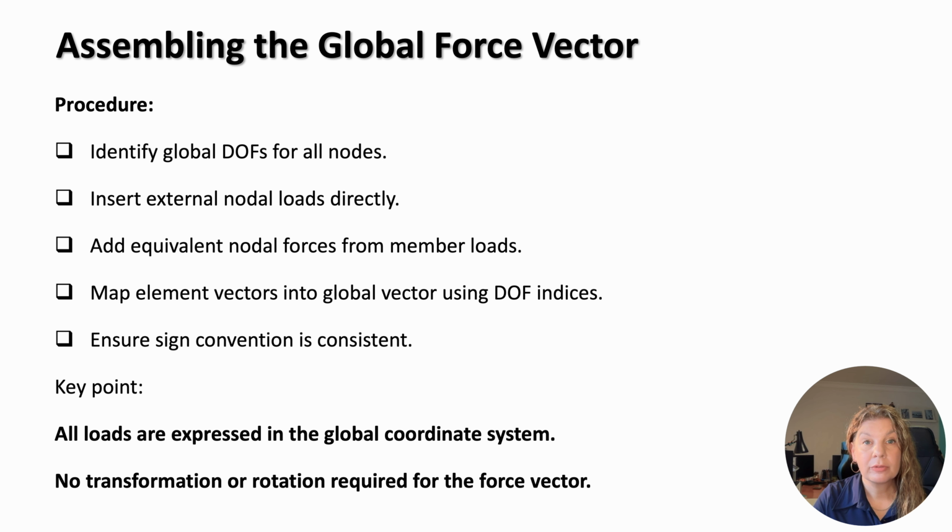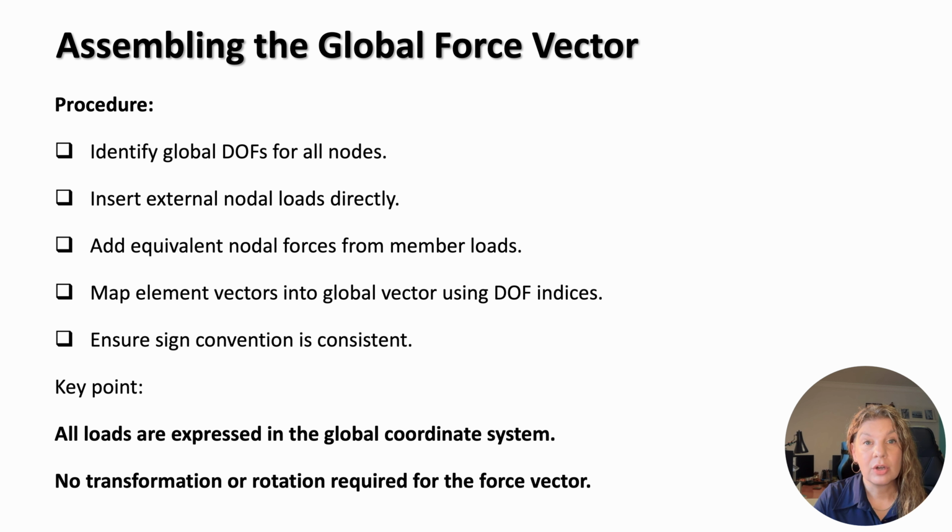When we assemble the global force vector, the process is very similar to assembling the stiffness matrix, but there is one important difference. We start by identifying the global degrees of freedom ordering, and then for each element we calculate its consistent load vector. We then place those entries into the correct positions in the global vector according to the element connectivity. But unlike the stiffness matrices, the load vector does not need to be rotated or transformed. All loads are defined and assembled directly in the global coordinate system.